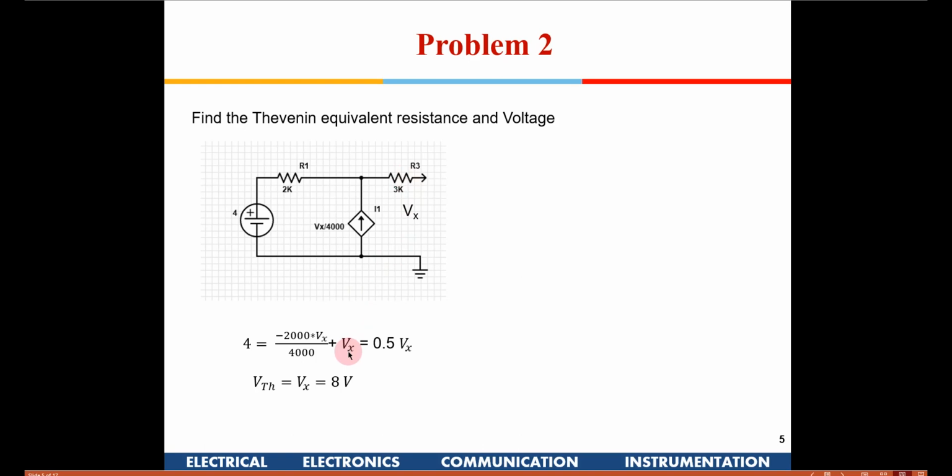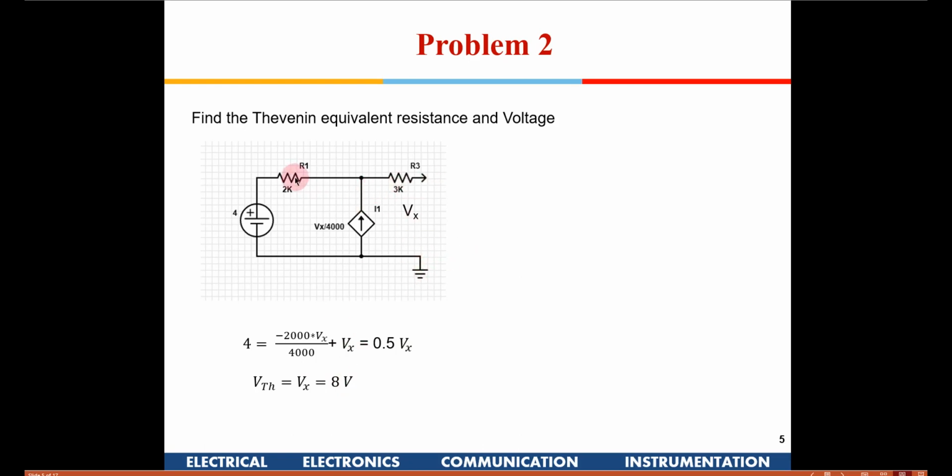Okay, so once we do that, this becomes I think I_n minus 0.5 plus 1, so it will become 0.5 Vx. So that is Vth straight away, right? Now the next question is to find out the equivalent resistance.